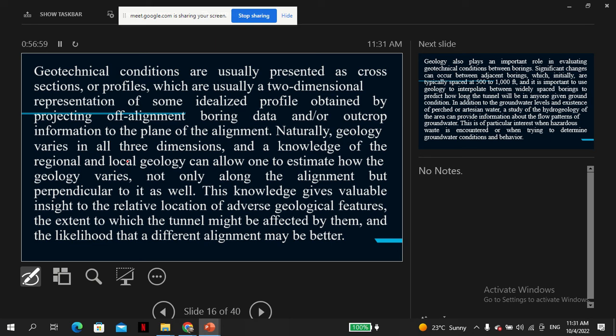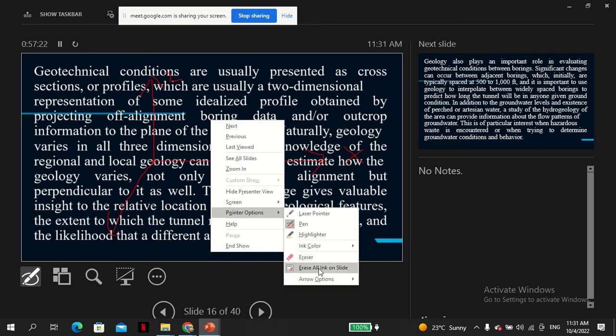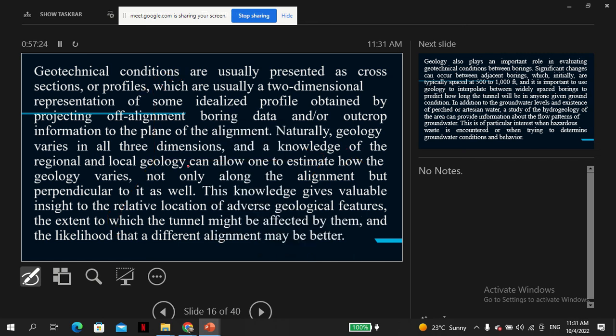Naturally, geology varies in all three dimensions. In three dimensions, because in the Z, also in the X, also in the Y. So everything changes. So you have a lot of variables. This is a point, and we cannot stress this enough, that a lot of investigation and data need to be obtained to justify the decisions.